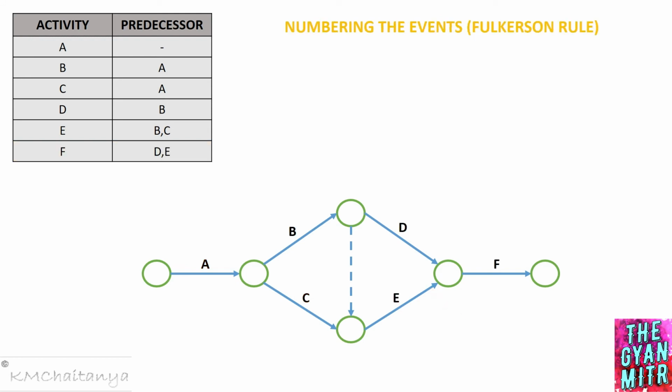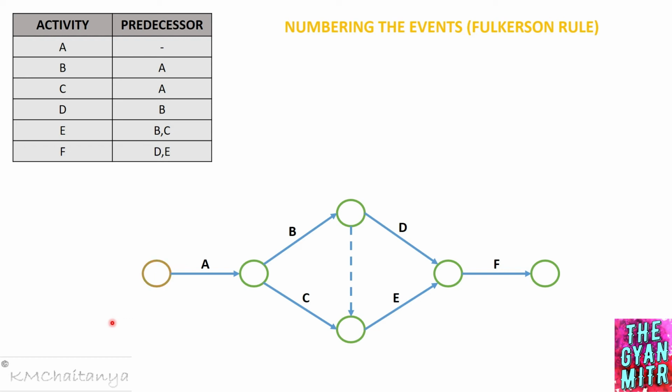So, network diagram. But this is not done yet because we have not yet numbered our events. So numbering the events using the Fulkerson rule. So according to this, we'll start with the first event. So if you want, you can look at the previous video of numbering the events. So here I'll be using the method of tracing, which would be very helpful in order to number the events correctly without any mistake.